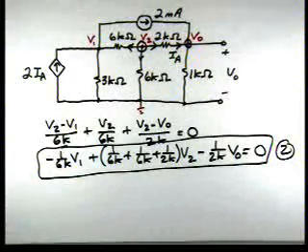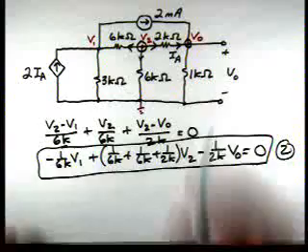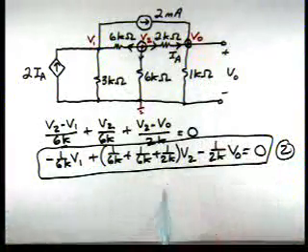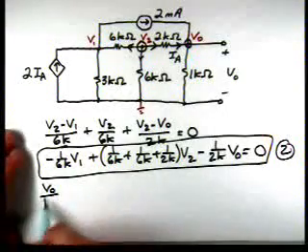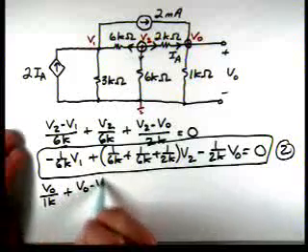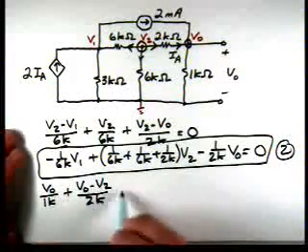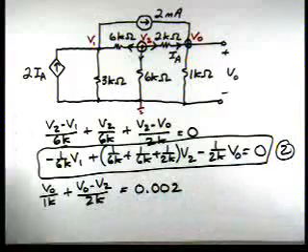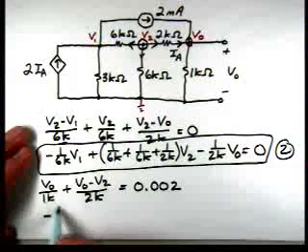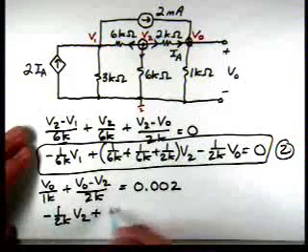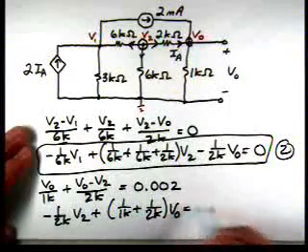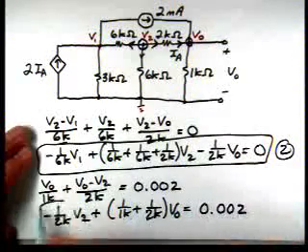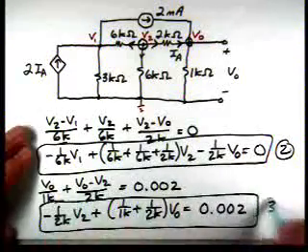Now we need one more equation, and we'll get that by applying KCL at the node on the right. Again, we sum currents leaving through resistances and set it equal to the sum of currents entering from sources. We'll have V0 over 1K plus V0 minus V2 over 2K is equal to 0.002. If we simplify that, we'll have minus 1 over 2K V2 plus 1 over 1K plus 1 over 2K times V0 is equal to 0.002. So there's our third equation.